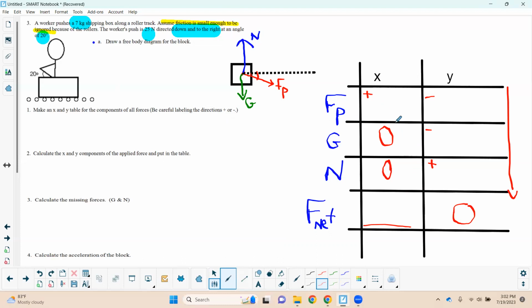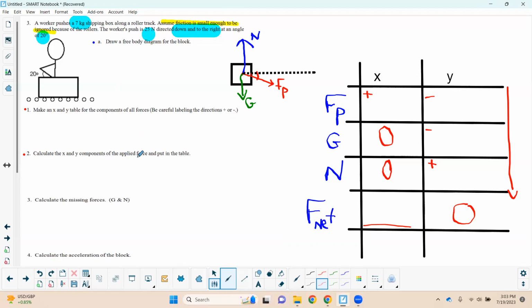So we filled in the positives, negatives, and zeros in the boxes. That is just as important as doing any of the numbers. So now we're going to do the numbers. The ones that are in 2 dimensions, we're going to have to use some trig. We've basically done one here where it says make an X and Y chart, and we labeled plus or minus. Now we're going to try to fill it in.